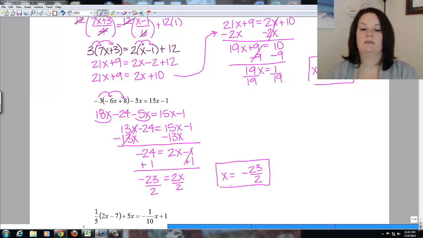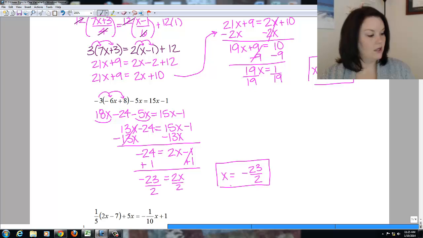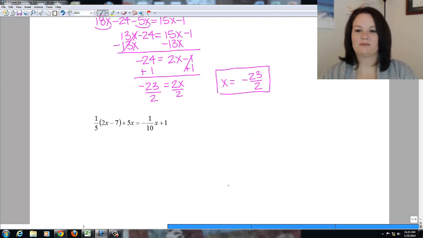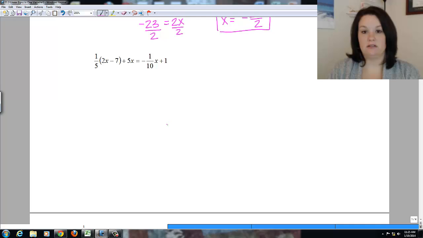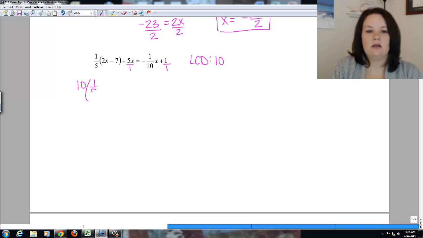Okay, let's look at another one. I'm going to look at one more and then I'll have y'all do some. This one, again, has fractions. To get rid of fractions, we multiply every term by the least common denominator. So on this one, my first term's denominator is 5. My second term's denominator is a 1. My third term has a denominator of 10. And my last term has a denominator of 1, which means that my least common denominator for this equation would be 10. So I'm going to multiply every piece by 10.